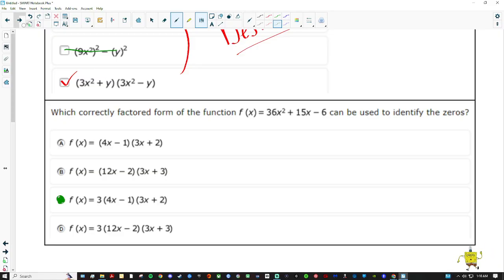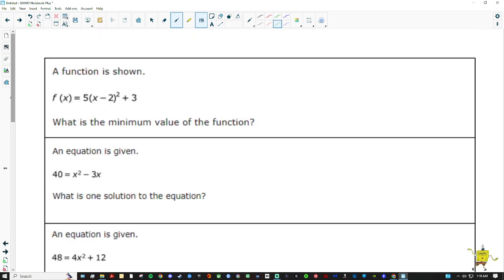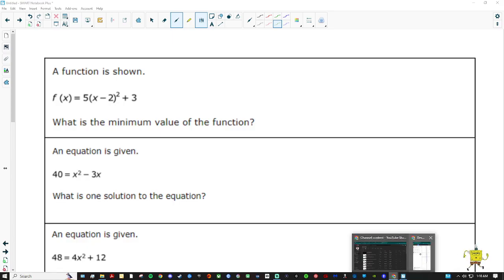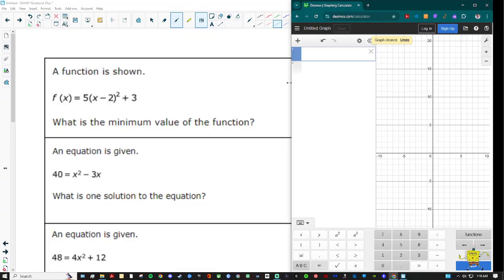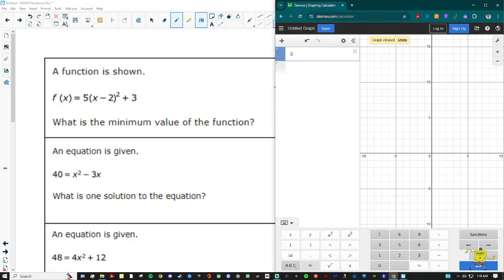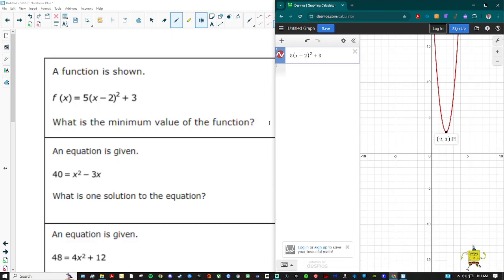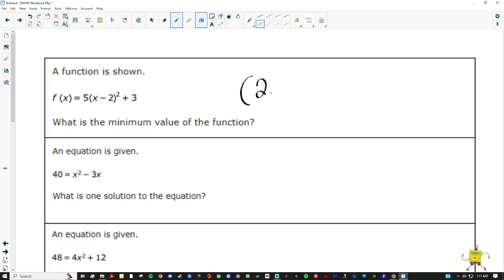All right, on to the next one. Okay, a function is shown. What is the minimum and the maximum? Okay, into Desmos. Clear it out. Let's find our minimum value. 5 times x minus 2 squared plus 3. The minimum value, the lowest point, is 3. The minimum is right here, 3.